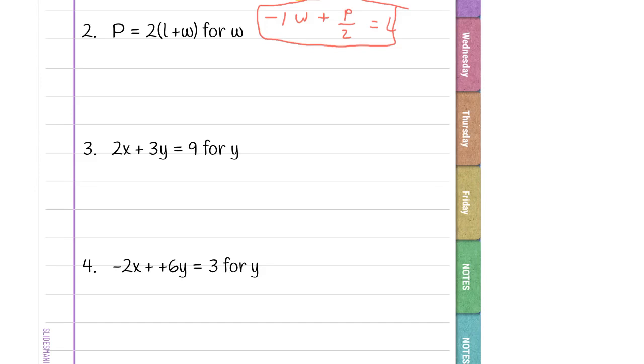All right, so for this one, it is the same question, but now they want us to solve for W. So again, I'm going to go ahead and distribute this 2 into everything inside that parentheses. All right, so we have that P is equal to what's 2 times L? Well, that's 2L. What is 2 times positive W? Well, that is positive 2W.